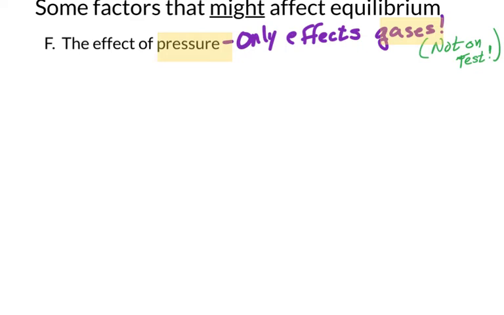But what happens if there are gases present? When we look at an equation, we're going to be looking to see where there is more gas. The more gas there is, the more effect pressure will have on that side. So an increase in pressure on the side with more gas will cause it to try to fix that and decrease the pressure by making the reaction go in the other direction.